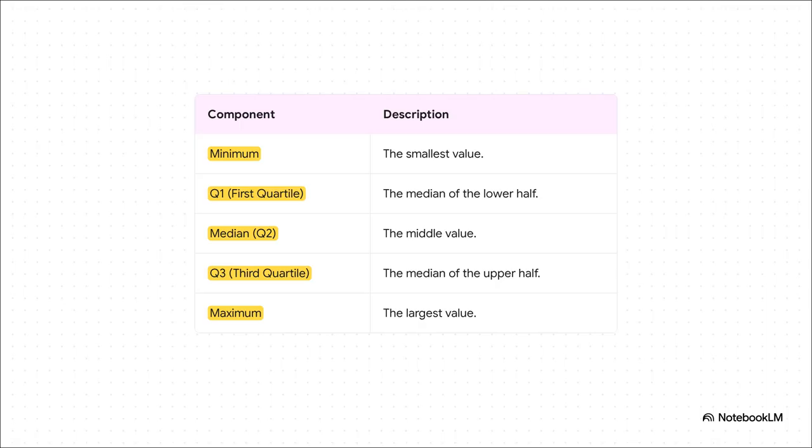We actually already know 3 of these numbers: the minimum, the maximum, and the median. We just have to add 2 more. Q1, or the first quartile, which is just the median of the lower half of the data, and Q3, the third quartile, which is the median of the upper half. These 5 numbers are basically the secret code to building our box plot and telling our data story.